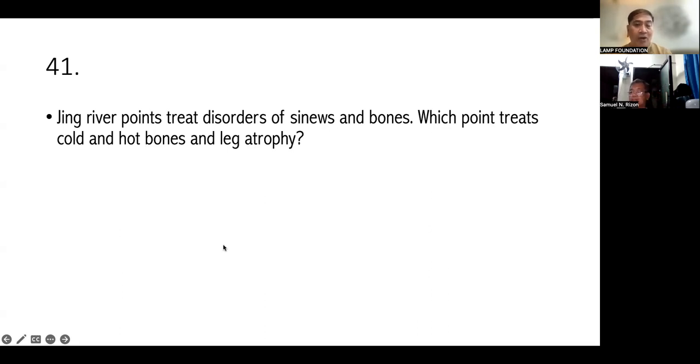And alam nyo na po yung sinews and bones. Okay? Jing-River points are actually very famous for treating disorders of sinews and bones. So the question here is, you try your best po, no? Actually, this is just a test of common sense. In fact, this was already mentioned earlier. So which point do you think will treat cold and hot bones and leg atrophy? So this is something to do with bones and sinews. Remember, the sinews and bones.